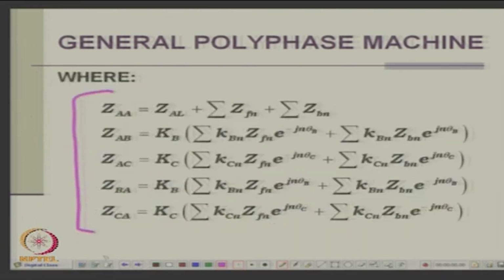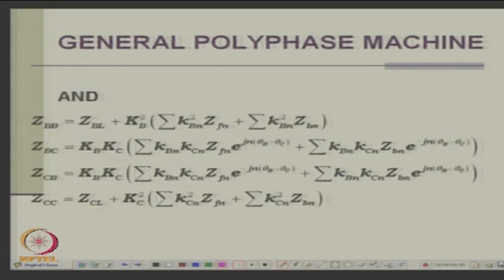Then we have got the expression for the impedances ZAA, ZAB, ZAC, ZBA, ZCA, which, apart from the leakage, will have forward and backward impedances, right, and the mutual ZAB will have an interaction between A and B, which will be number of turns plus the space position theta B, and then this displacement theta B like this. So, forward field will have a phase shift in one angle and backward field will have a phase shift with the negative angle, right. Then this is ZBB, ZBC, ZCB, ZCC, etc. So, I think we have already discussed this, and I hope you have understood what these expressions would mean.